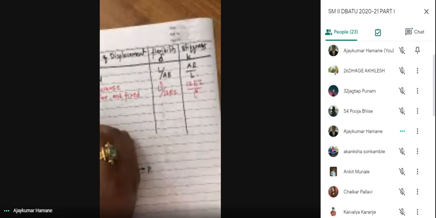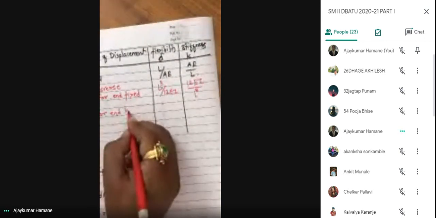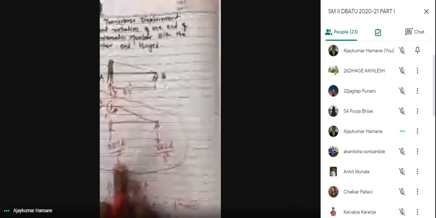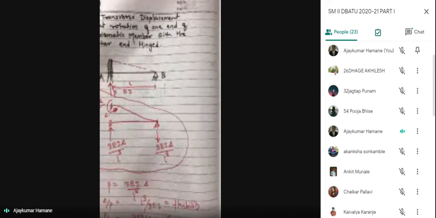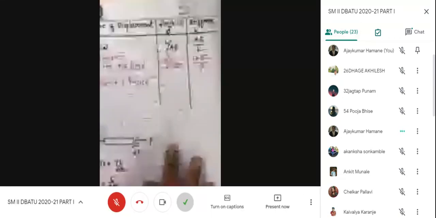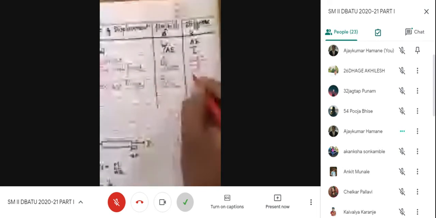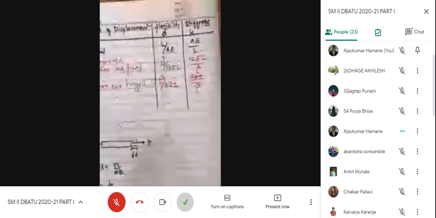Second one, far end hinged or pinned. If it is hinged, what displacement do we have? Flexibility is L cube upon 3 EI, and here the stiffness is 3 EI divided by L cube. Correct?